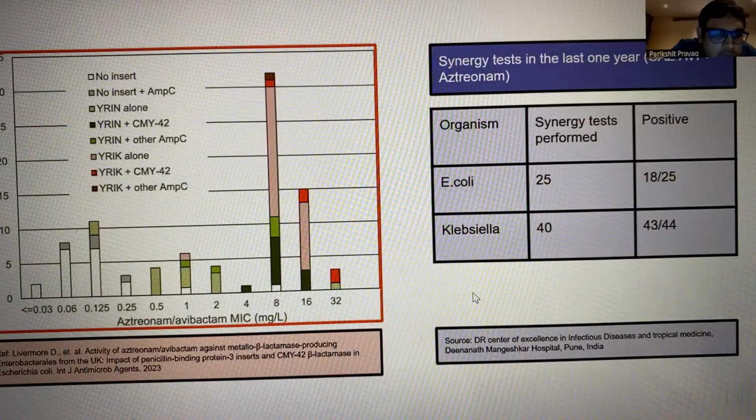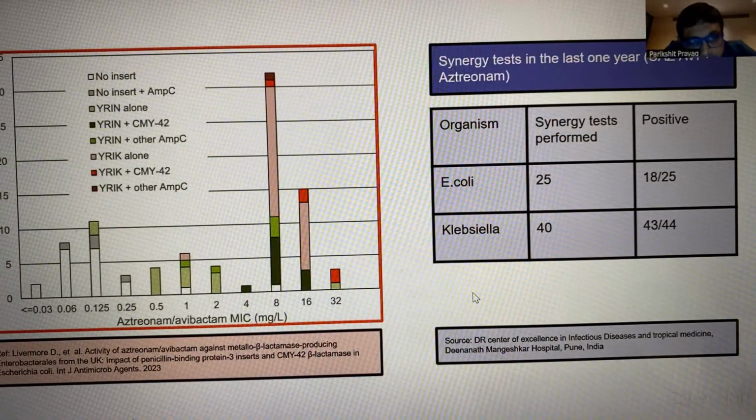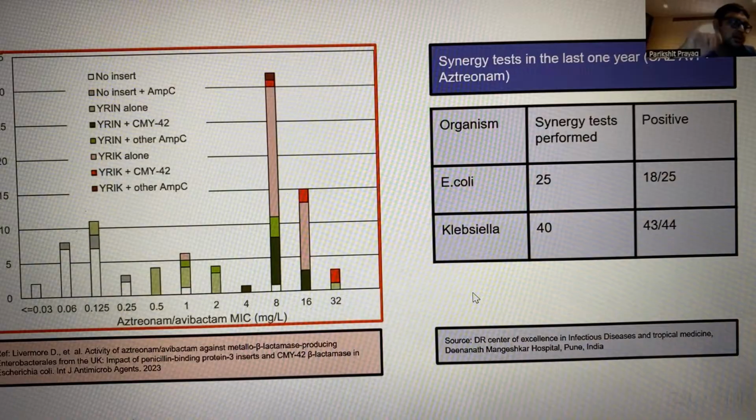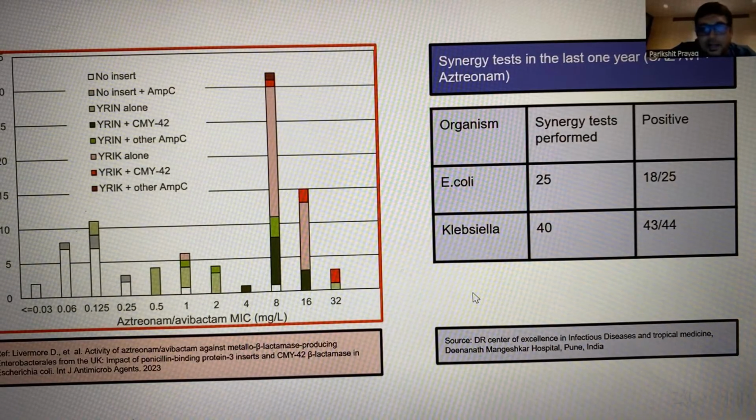If you look at some of these, then if you look at an insert like YRIN, that could be damaging. But if you look at something like YRIK, and these are different inserts that you see in this PBP3, then it will really depend on what the other enzymes are. So usually, NDM plus CMY-42, as we just heard in the AMC talk, other enzymes like CTX-M, and then the presence of these PBP inserts, that's quite a damaging combination. So you will see some of our isolates. In our own settings, about 25% of our E.